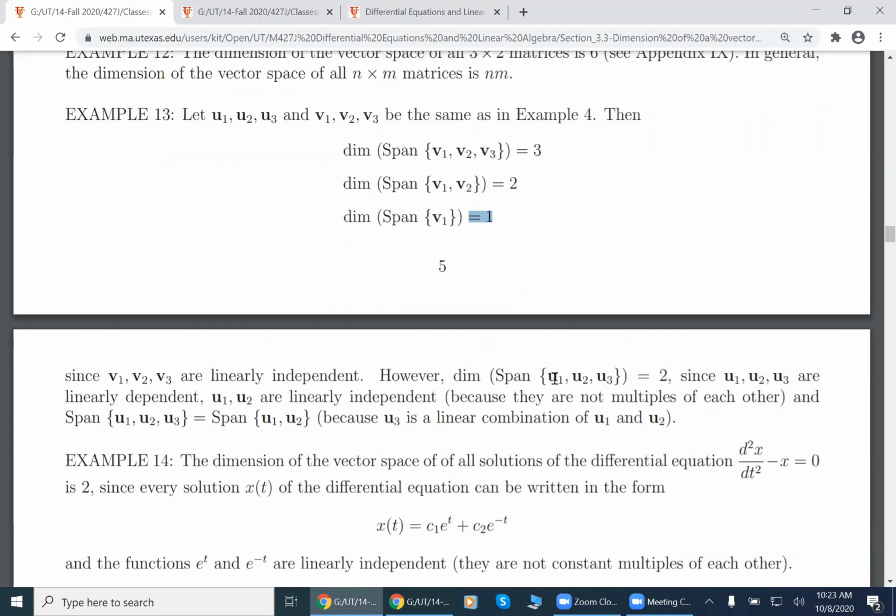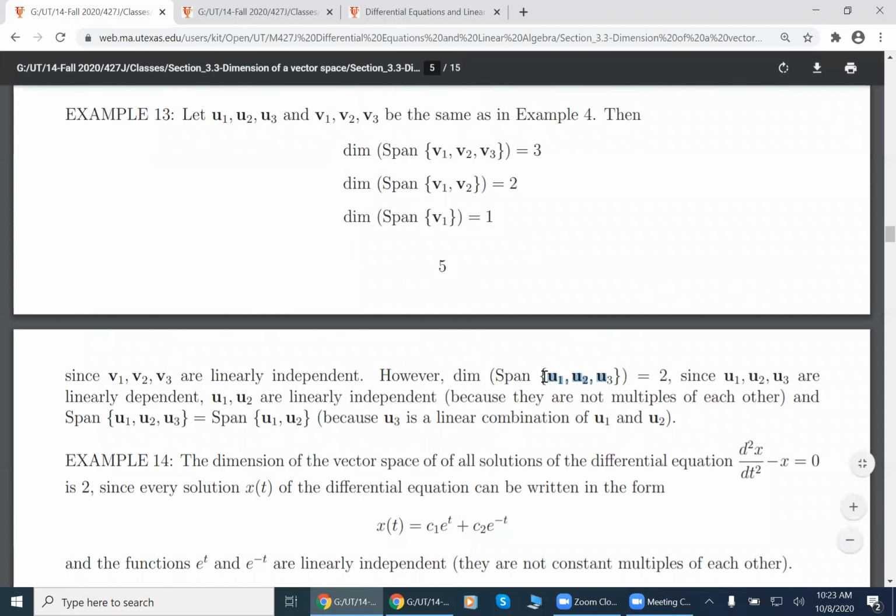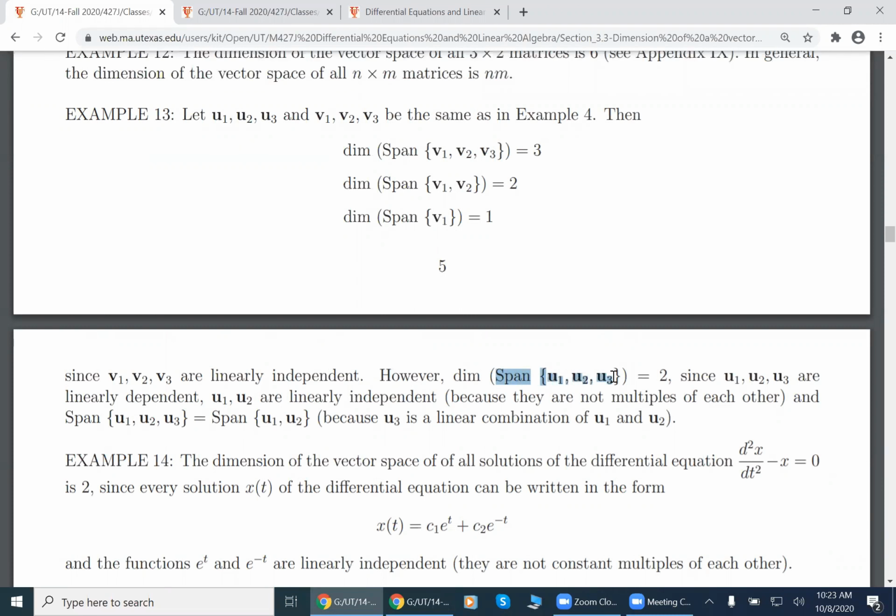However, since these three vectors are dependent, the dimension of this vector space cannot be 3 anymore. They are dependent. One can show the dimension of this vector space is 2 because if we eliminate, for example, u3, these two vectors are independent. They are not multiples of each other. Therefore, the dimension of this vector space is 2.